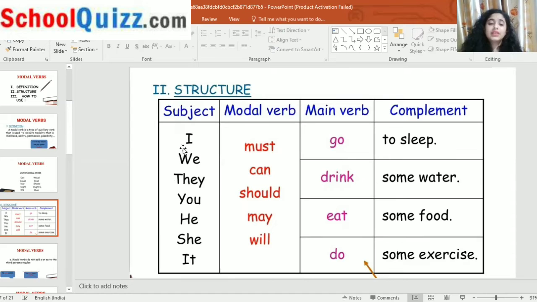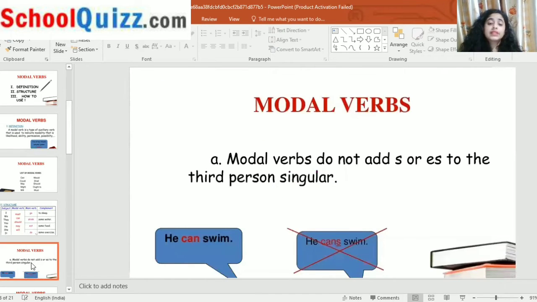Basically, these are the types of subjects that can be matched with your modal verbs. Modal verbs can be must, can, should, may, will, whatever we have studied in the modal verbs. The main verb can be go, drink, eat, do, anything. Then some water, food, and exercise as the complement. I hope you are getting it. Moving on to the next thing.